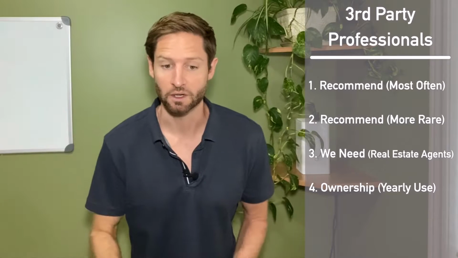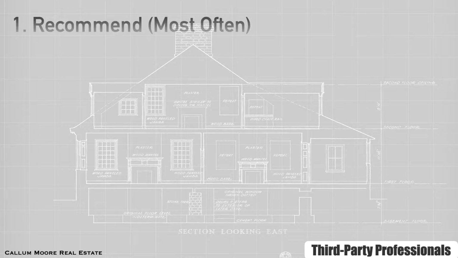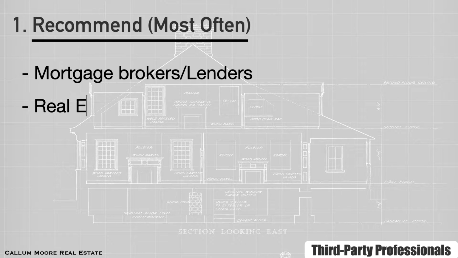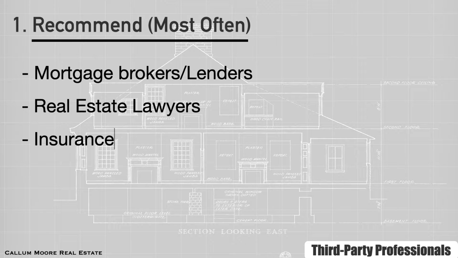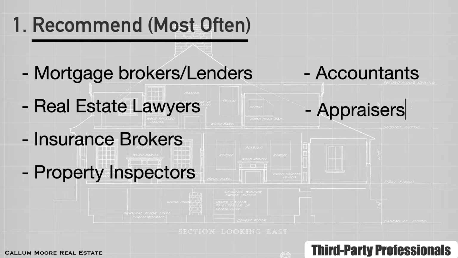We'll start with one. Frequent third-party examples we're most likely to encounter. A good list would be mortgage brokers / lenders, real estate lawyers, insurance brokers, property inspectors, accountants, and maybe even appraisers. Appraisers could also be grouped into two, infrequent third-party examples.